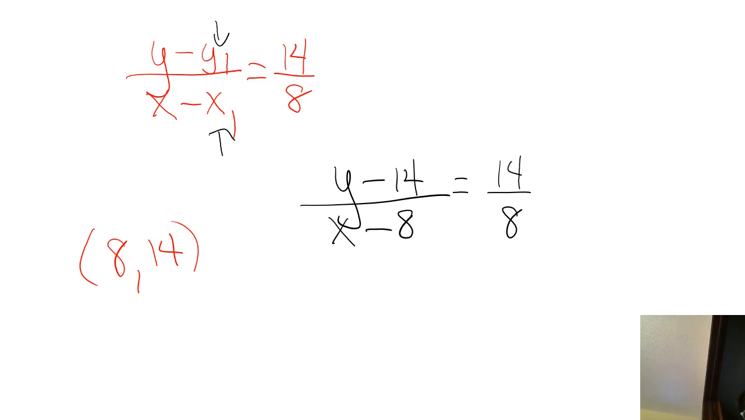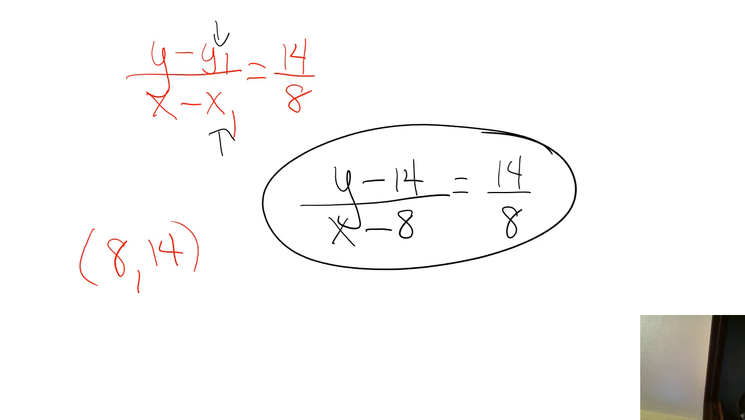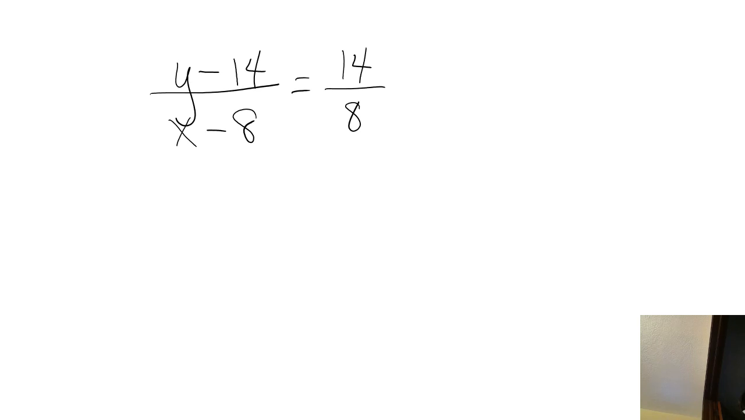That's kind of interesting, isn't it? Okay, let's go ahead and carry on. All right, so that's an equation that works, but I can still make it better. Let me show you how I'm going to make it better. So now we have y minus 14 over x minus 8 is equal to 14 over 8. Okay, so how are we going to make this better? Let's get rid of that denominator. I'm going to multiply both sides by the quantity x minus 8.